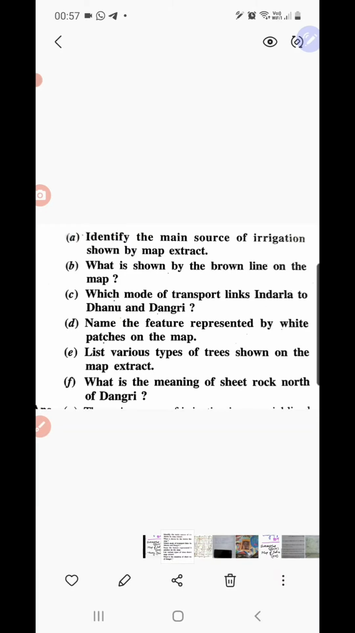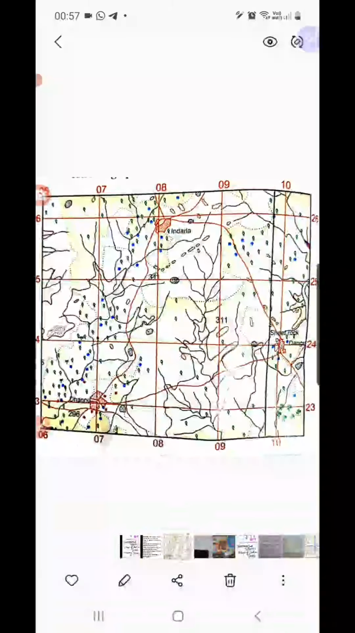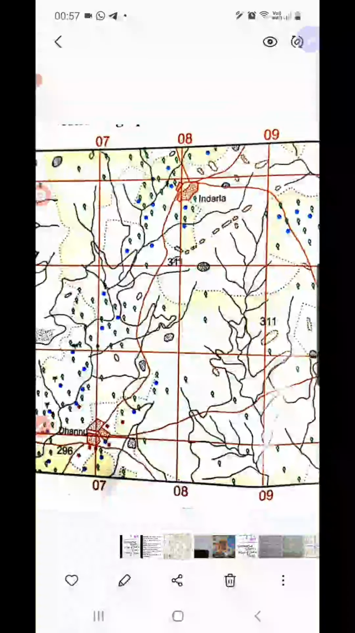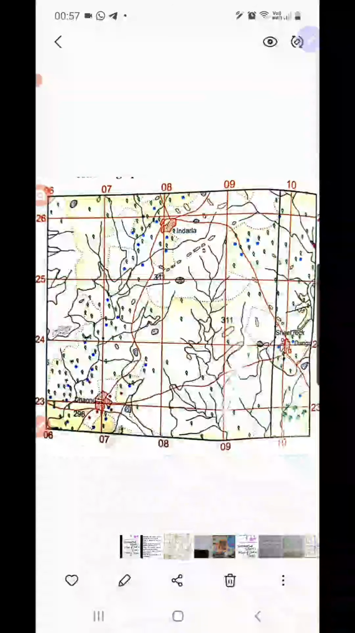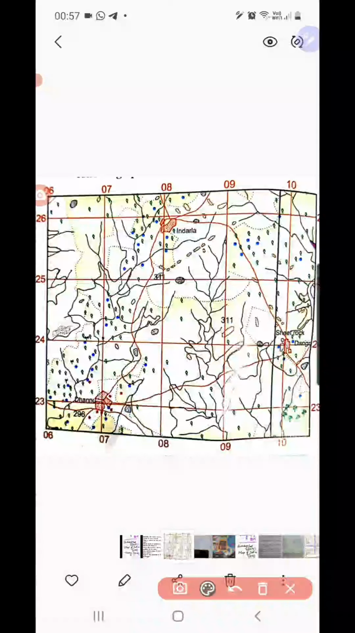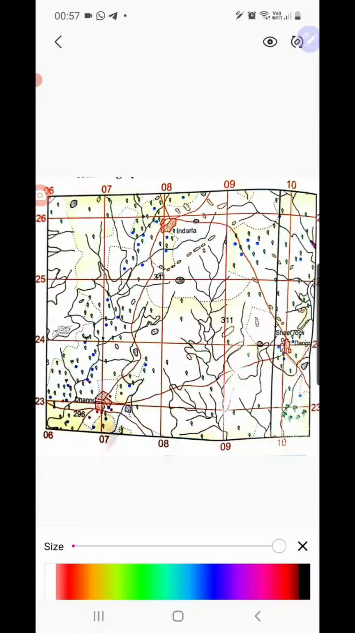Which mode of transport links Indirala to Danu and Dhangri? Let's see. Indirala settlement is here, very clear. And then Danu and Dhangri. This is Indirala, and here is Danu and Dhangri. Now, which mode of transport? You know the modes of transport, children?